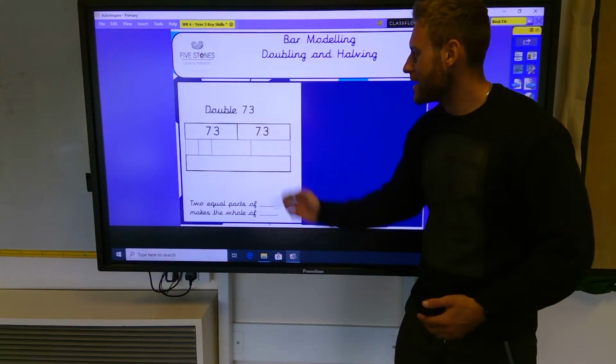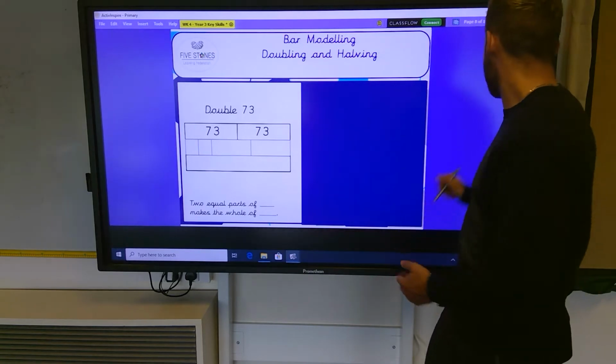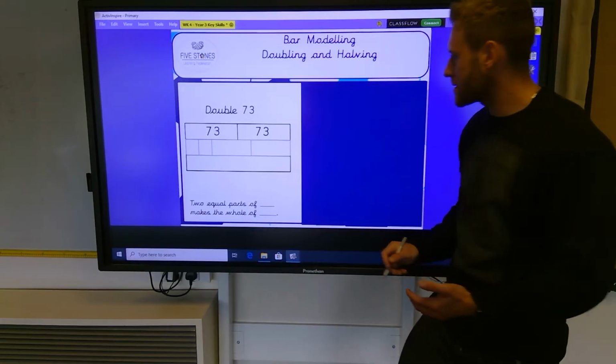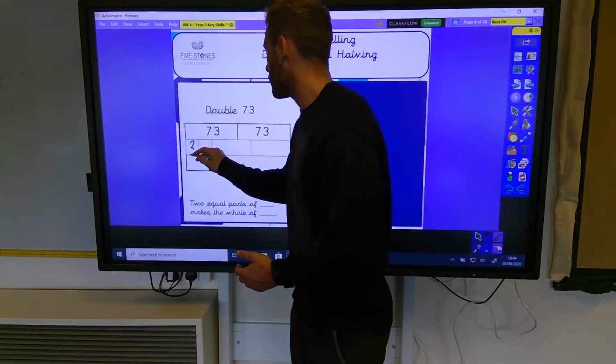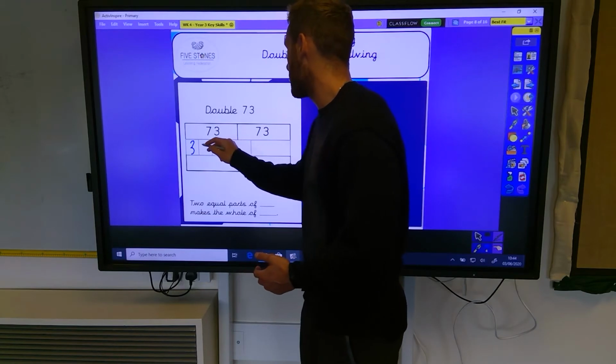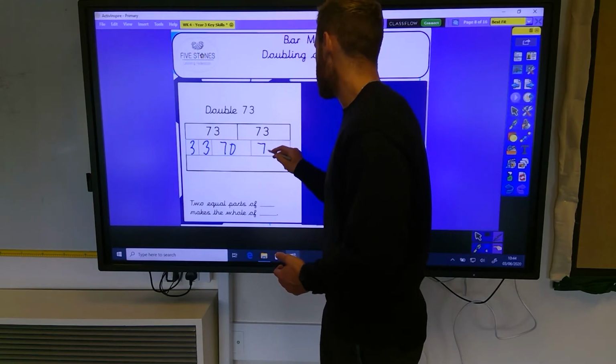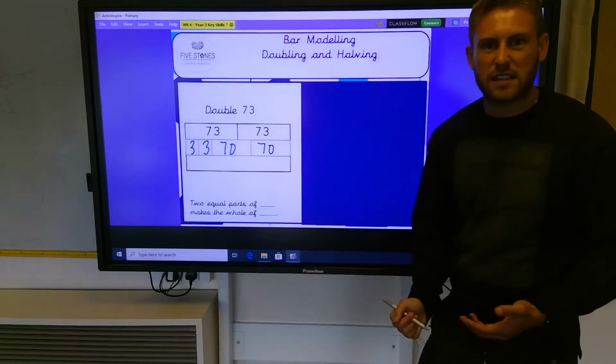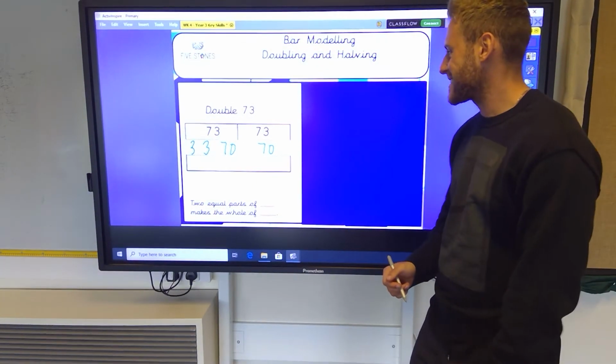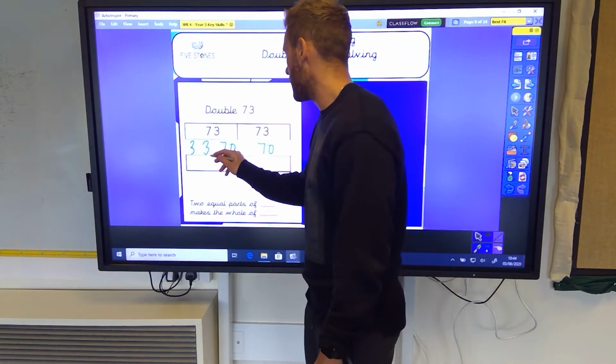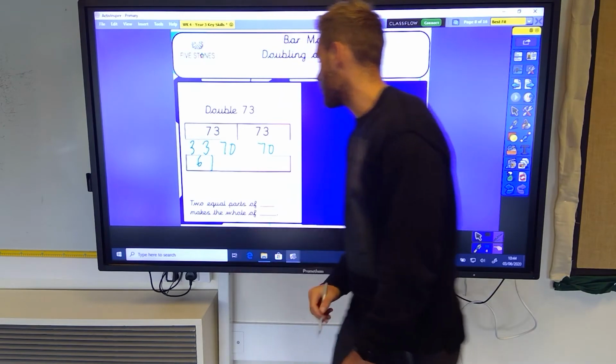Double 73. Let's partition it into nicer parts. 73 is made up of 3 and 70. Double 3 is, 3 and 3 is, yeah, it's 6, isn't it? Fantastic. You know what, let's write that down there. 6, just so we remember.